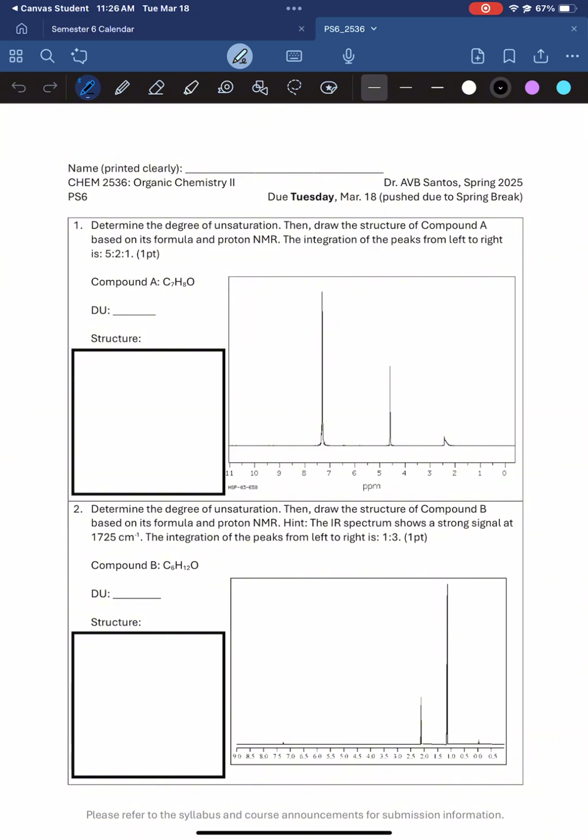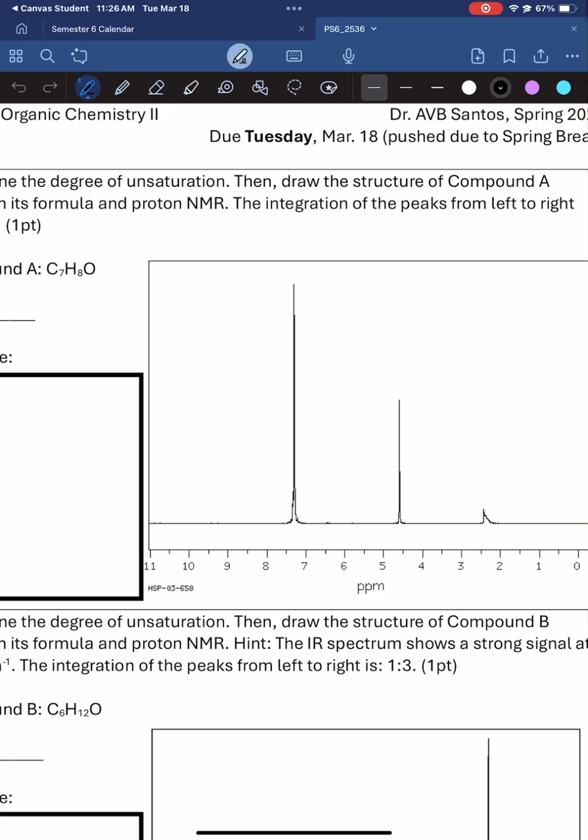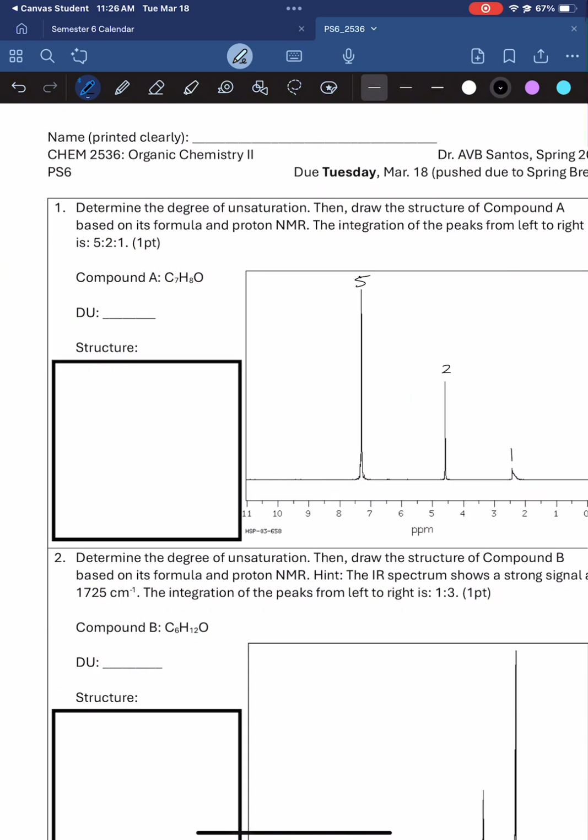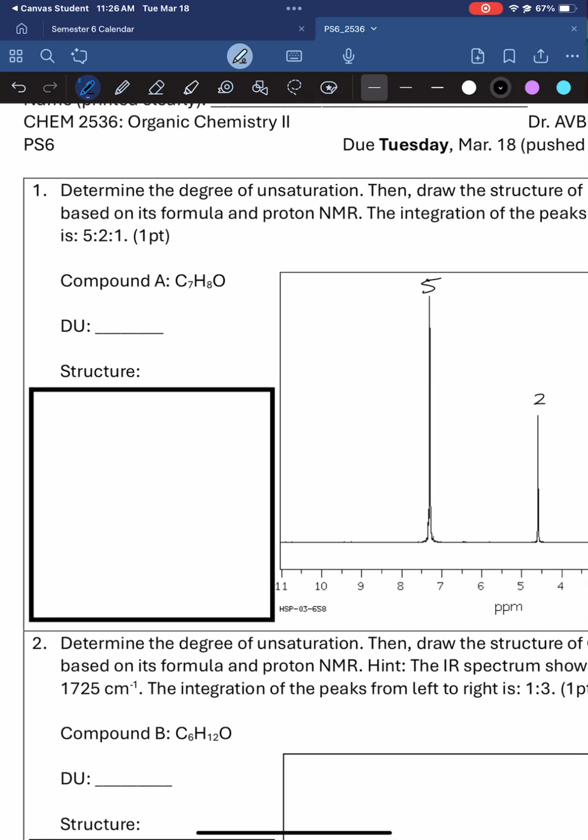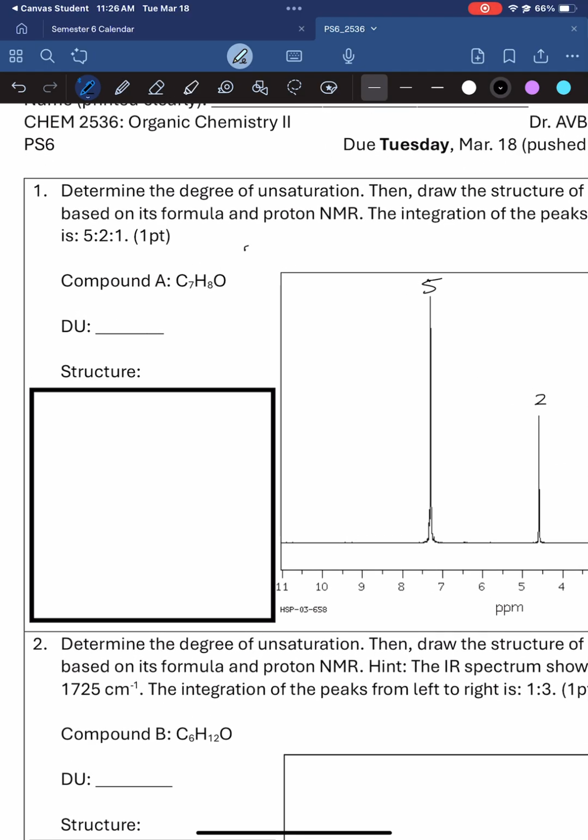So the first thing I would do here is to label everything. That's going to be extremely helpful. So we're going to label each peak as 5, 2, and 1. So it's asking us to find the degrees of unsaturation, and if you remember the formula for that, we're going to look at the carbons and hydrogens, and in this case it's going to be 7 minus 1/2 of the hydrogens, which is 8 plus 1, and that should yield degrees of unsaturation of 4.